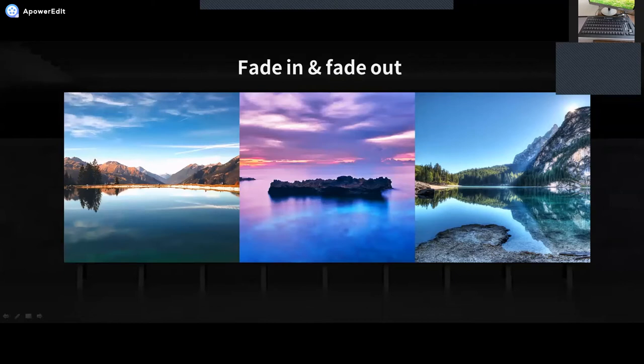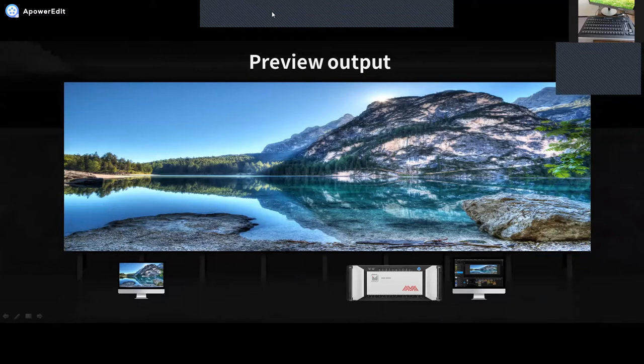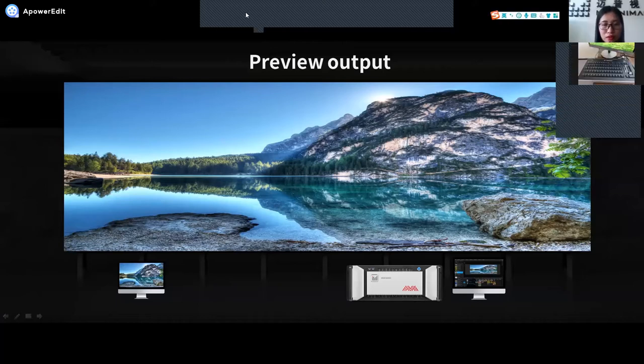Fade in, fade out. Next, we are going to preview output. We introduced before that the C1000 and C2000 have DVI or HDMI monitor output, so we can connect a monitor to preview and check the output information in real time. If the control room and screen are a long distance apart, we can connect a monitor and preview the output information in the control room, while the output is displayed on the screen.